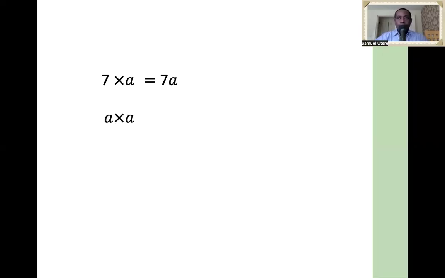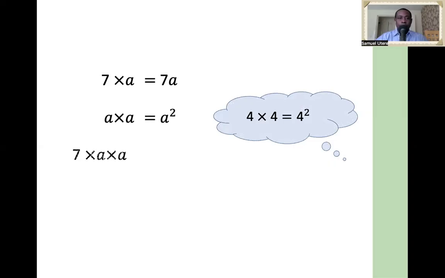A times A, we know that 4 times 4 is 4 squared. So A times A is simply A squared. All right. 7 times A times A will be 7A squared. So we write the number and then we write the algebraic term, the variable, next to the coefficient. So the number is the coefficient, the letter is called the variable.